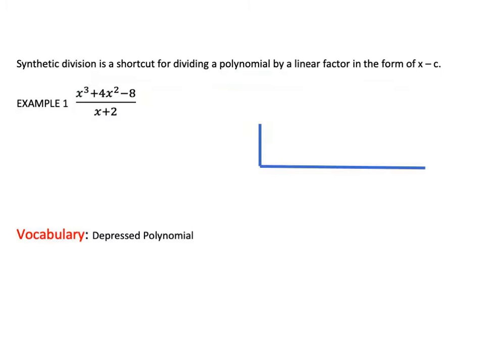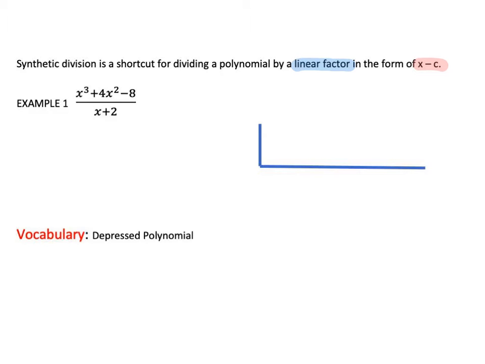In this lesson, we're going to look at polynomial division, but this time we're going to do it by synthetic division. So synthetic division is a shortcut for dividing a polynomial by a linear factor in the form of x minus c. It's important to note that x minus c, of course, is a factor, and we're going to need to find the zero in a moment.